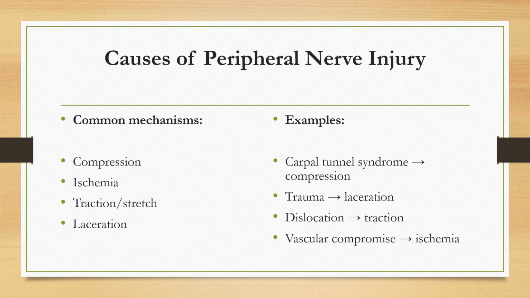Causes of peripheral nerve injury. Common mechanisms are compression, ischemia, traction, and laceration. Examples: carpal tunnel syndrome, compression; trauma, laceration; dislocation, traction; vascular compromise, ischemia.